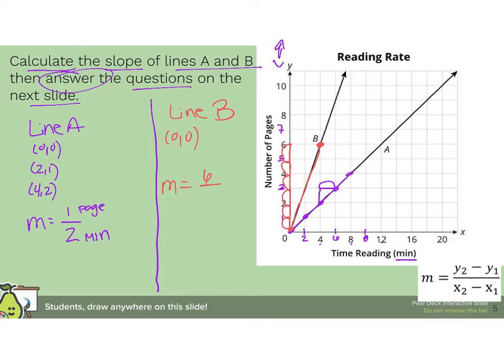And my run is 2, but we're not counting by 1, we're counting by 2. So instead of counting 1, 2, I count 2, 4. So for this person, I can reduce that by dividing by 2 over 2. So this person reads 3 pages in 2 minutes. So person B reads faster because person A only reads 1 page in 2 minutes, but person B reads 3 pages in 2 minutes. So next slide, we're going to have answers.